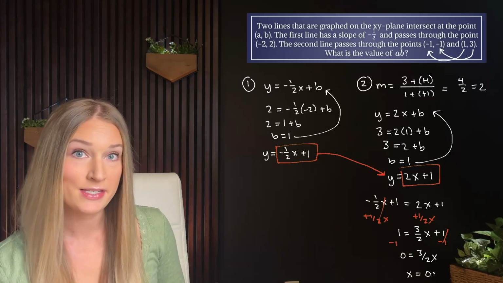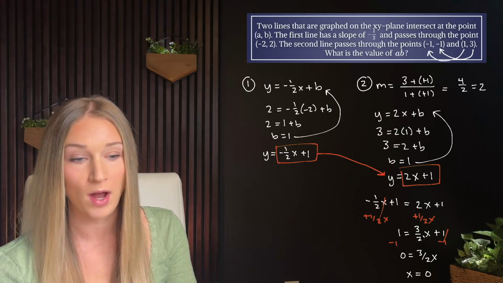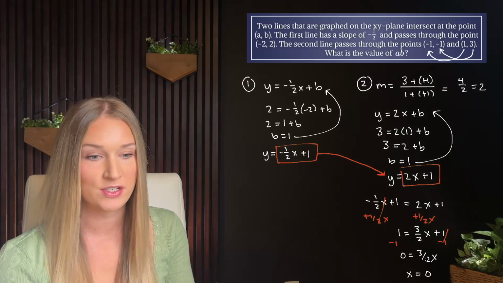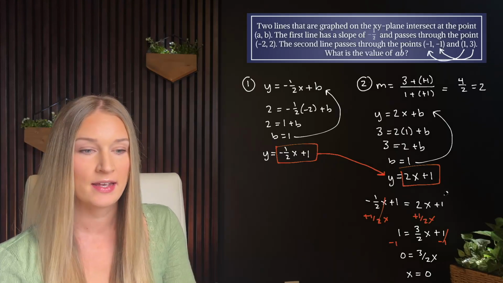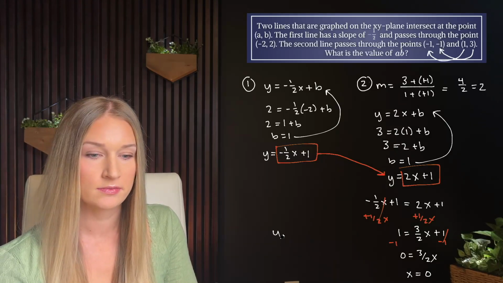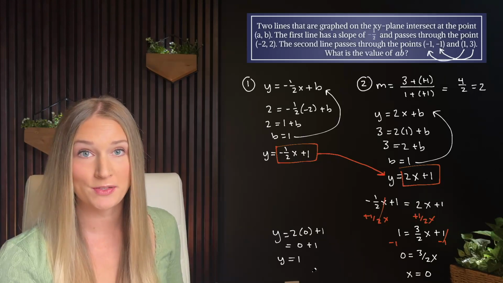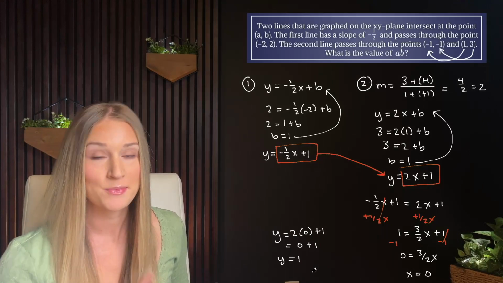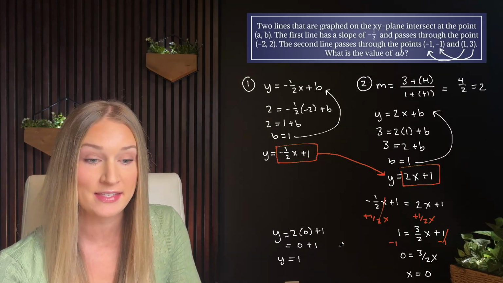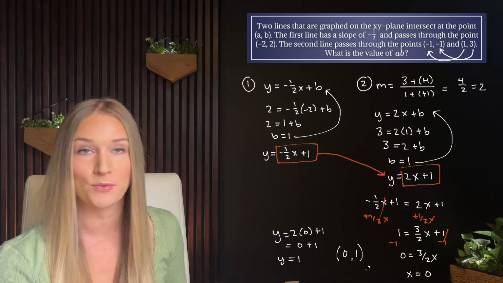Now that we've got the x value, we need to plug that in and find the y value. We can plug it into either equation, doesn't matter. I'll go back up to the second equation that I had and plug in that 0. So this shouldn't be a surprise. We know that y is 1 because we already said they have the same y-intercept. So the point where they have to intersect has to be that y-intercept, (0, 1).